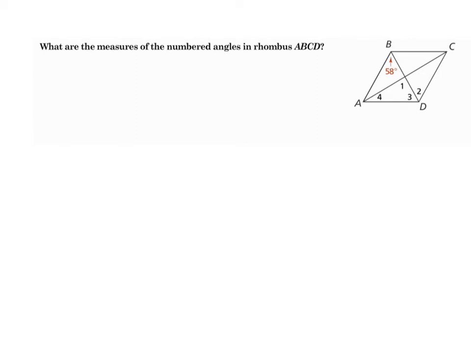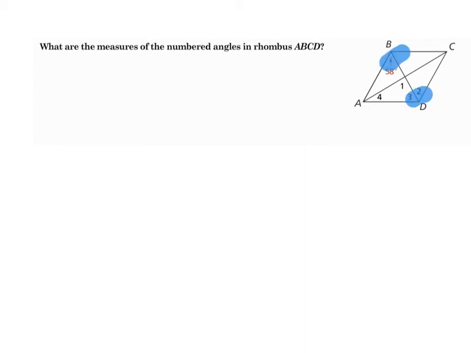Okay, your next question, what are the measures of the numbered angles in rhombus ABCD? This rhombus, it's important to know that it's a rhombus because then we know that the diagonals are perpendicular, and we also know that the diagonals bisect the opposite angles. So in this particular case, we are aware that the angle that is created by BD at angle B is 58 degrees, which means that the angle on the other side of that diagonal is also 58 degrees.